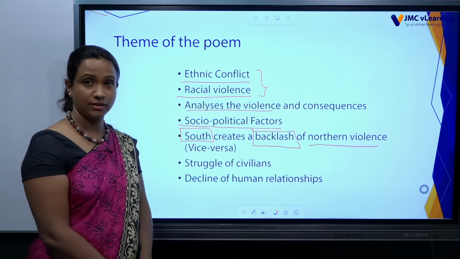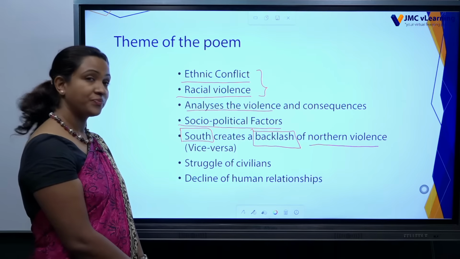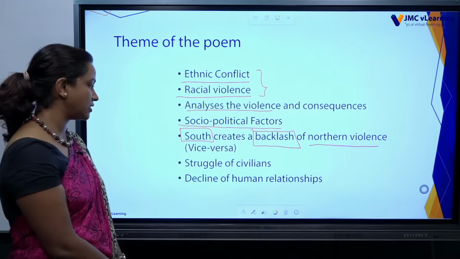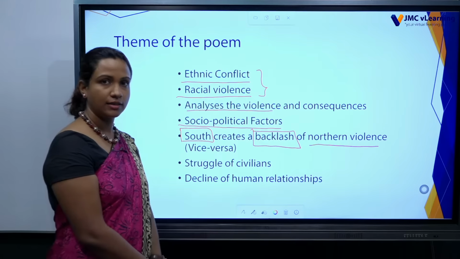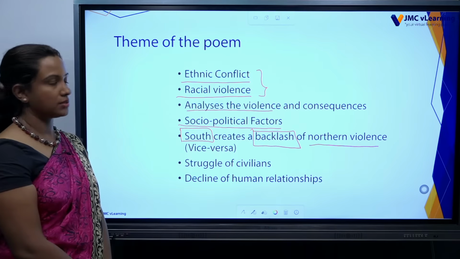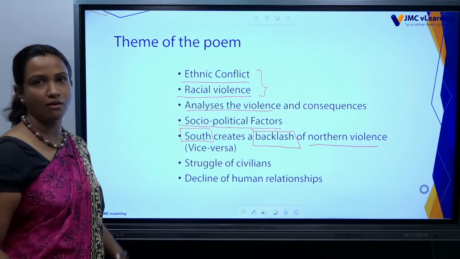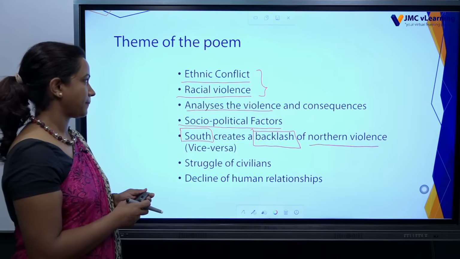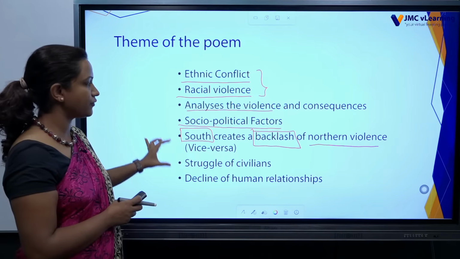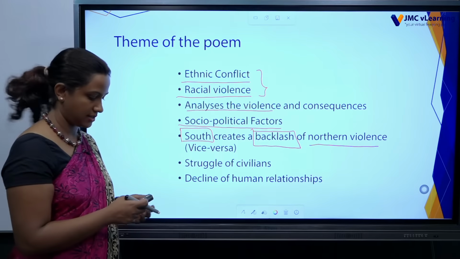Also, the stout man who was worshipping at the Bo tree has been hit by his neighbors only. So the human relationships are declining, deteriorating, right? So that's the theme. Not only one theme, actually there are several themes covered in this poem. This is the main theme, but there are other factors that influence this ethnic conflict and racial violence.